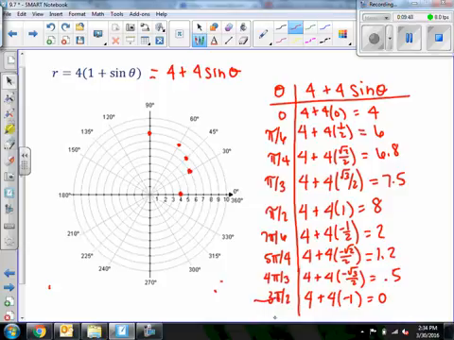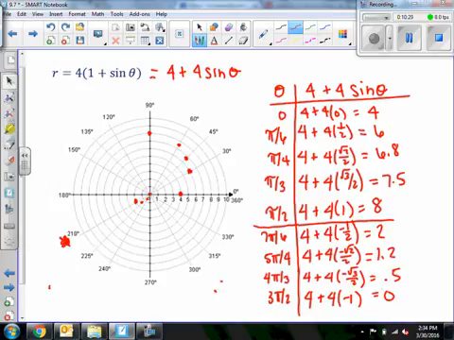So plotting, this was where we ended last time. Plotting these new 4 points we just graphed, we have 7π/6, which is actually down here, 2, puts me right here. 5π/4, 1.2, puts me like right there. 4π/3, 0.5, puts me right there. And 3π/2, 0, puts me right here.